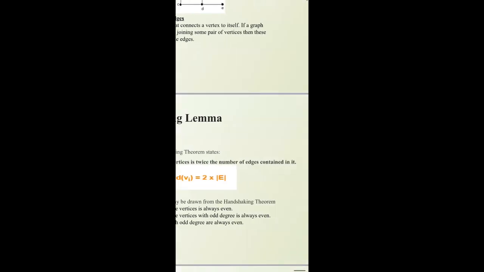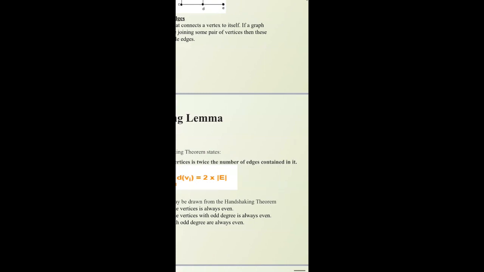Here we can write the degree sequence of all vertices. The sum of the degree sequence of vertices is twice the number of edges contained in it. For example, we have an example.